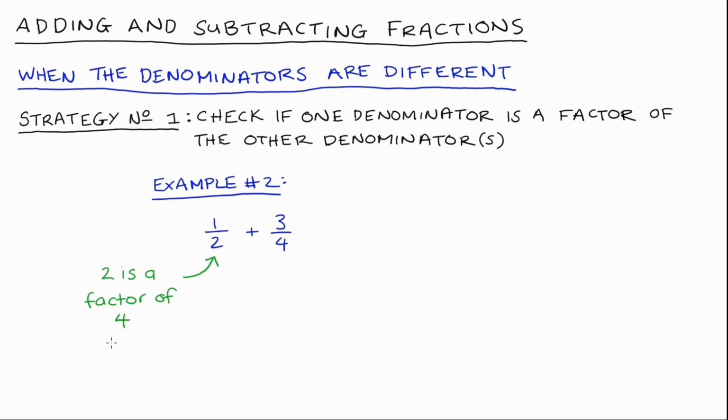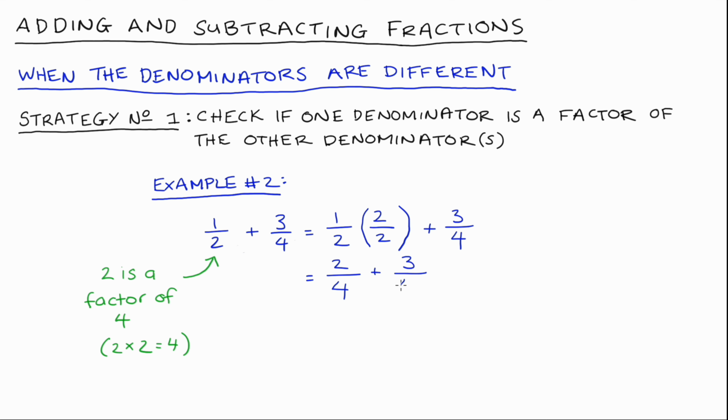And if you recall specifically, 2 times 2 is equal to 4. So what I'm going to do is multiply both the numerator and the denominator of 1 over 2 by 2, like that. This is going to give us an equivalent fraction with 4 on the denominator. I'll show you just on the top, 1 times 2 is 2, and on the bottom, 2 times 2 is 4.